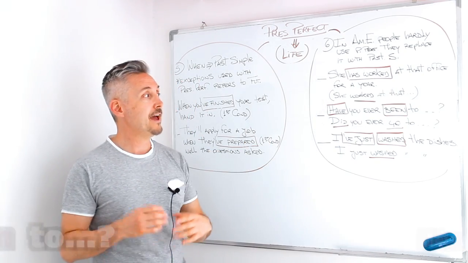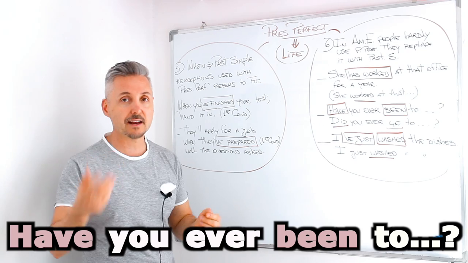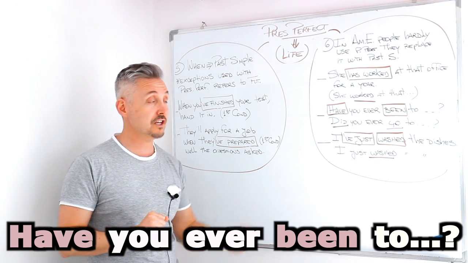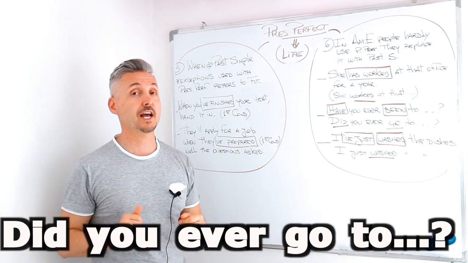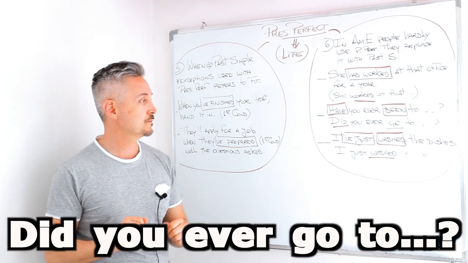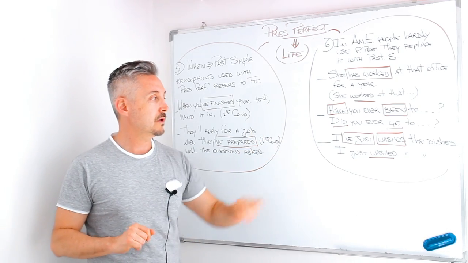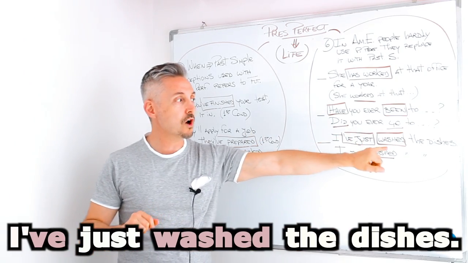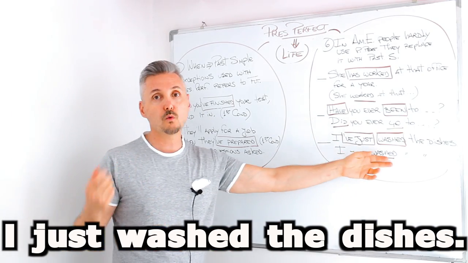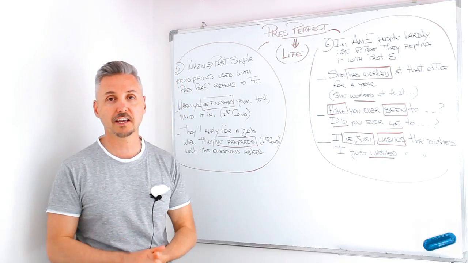Or, have you ever been to Canada? Have you ever been to Rome? In American English, did you ever go to Canada? Did you ever go to Rome? This is American English. The third example, I've just washed the dishes. Or, I just washed the dishes in American English.